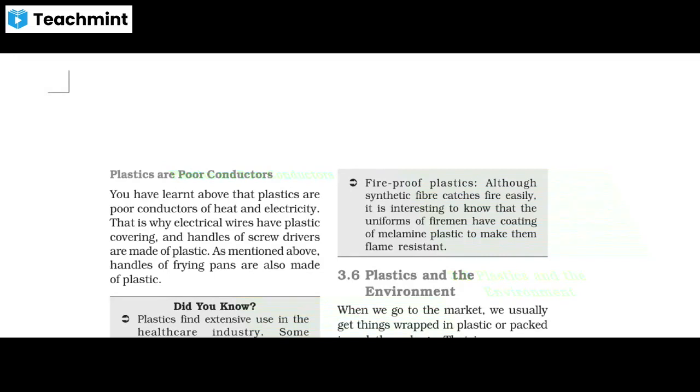As mentioned above, handles of frying pans are also made of plastic. We just discussed that even cooker handles and any frying pans, and the tawa, all those pans, whatever handles you observe, are made up of plastic. The reason behind that is they are poor conductors of electricity as well as poor conductors of heat.